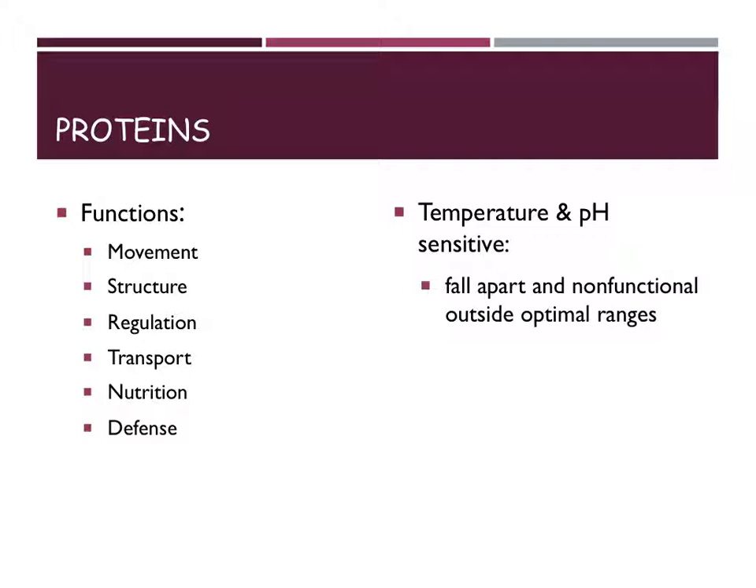Some of them are going to regulate, like insulin is a protein that controls and regulates your sugar level. And glucagon is another protein that's going to control and regulate your sugar levels. Some proteins are going to transport. For instance, hemoglobin is the protein in your red blood cells that transports oxygen around your body. Some are going to be used for nutrition. Your digestive enzymes are used to break down your food so that you can use your food to provide energy and resources for your body.